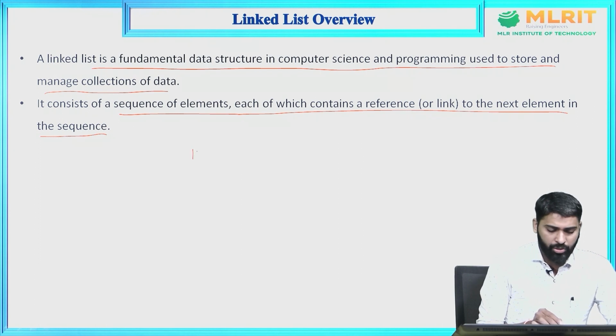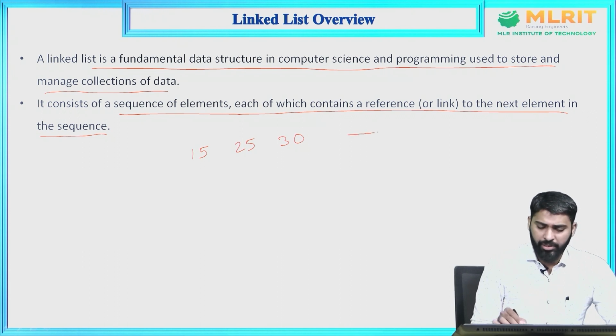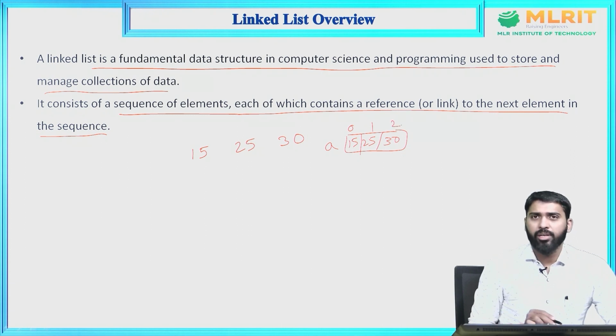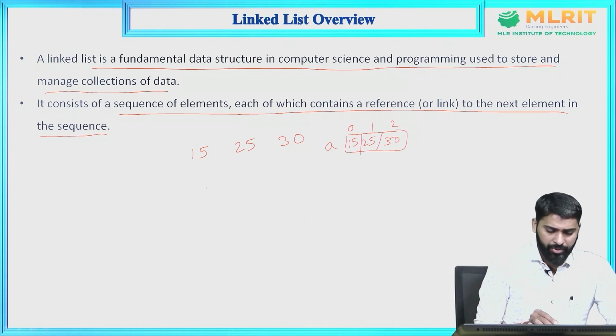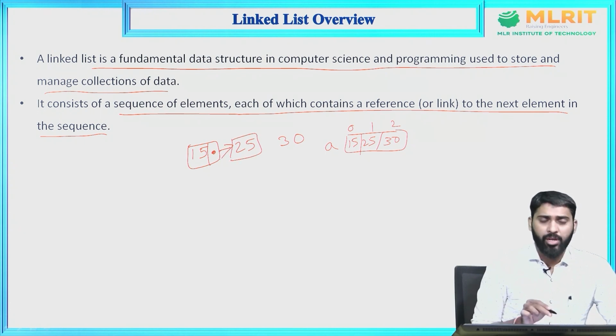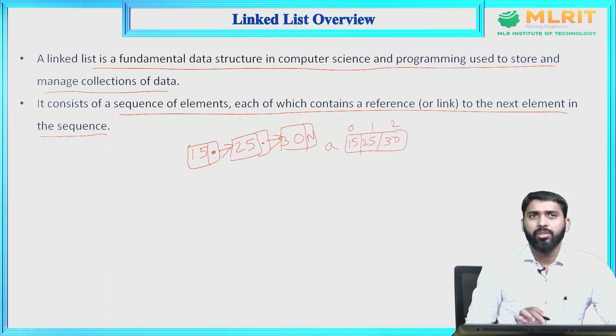For example, I want to store 15, 25, 30. If I store these elements in an array, I store them like this: 15, 25, 30. Let us assume A is the name, A of 0 is 15, A of 1 is 25 and A of 2 is 30. Now the same elements we can organize with the help of a linked list also. How? This is 15, and after 15 we give the reference address of 25, this is the link. After 25 we give the reference of 30, this is the link, and the end of the list we indicate with null. This is the linked list.